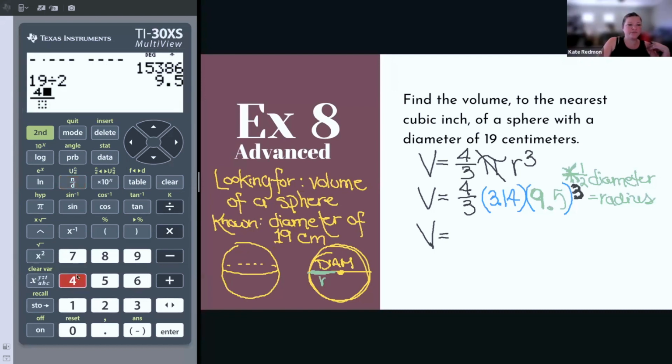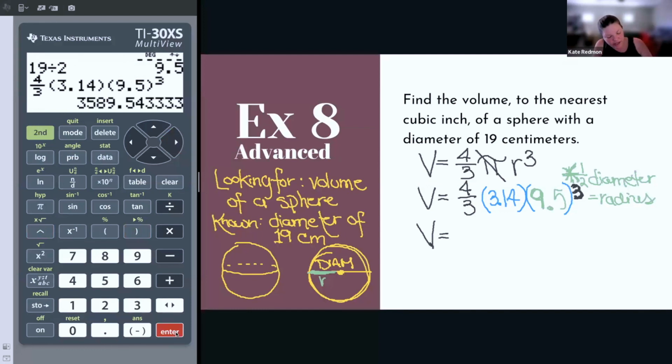So I'll pull up a fraction bar with n over d, type in that 4/3. Arrow out of that, open up for 3.14, close parentheses, open up for 9.5, my radius, not my diameter. And to cube it, you use the little caret button that's above x squared. Then you can type the exponent 3. There we go. Do you see what I still need to do to finish this example up?